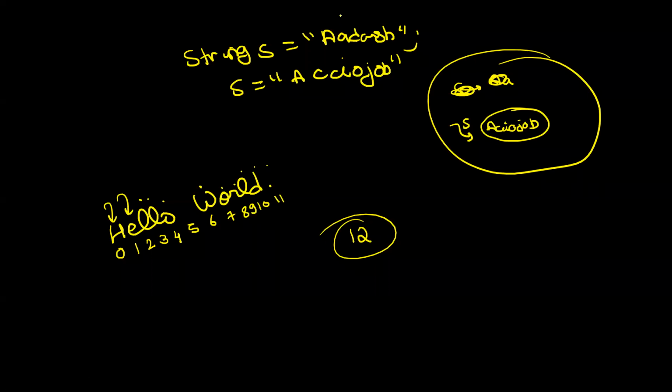Do strings end with a null character? No. That happens in C, not in Java. In C, whenever you want to terminate a string, you generally put the \0 character, but we don't do such things in Java. That's internally taken care of. You don't have to worry. You cannot store two characters in a single index. One index means one character.